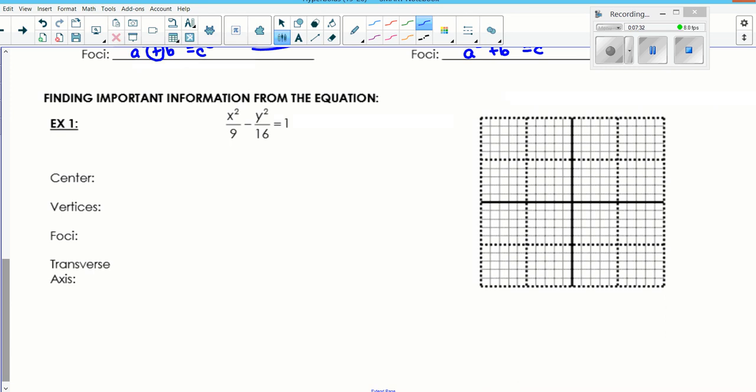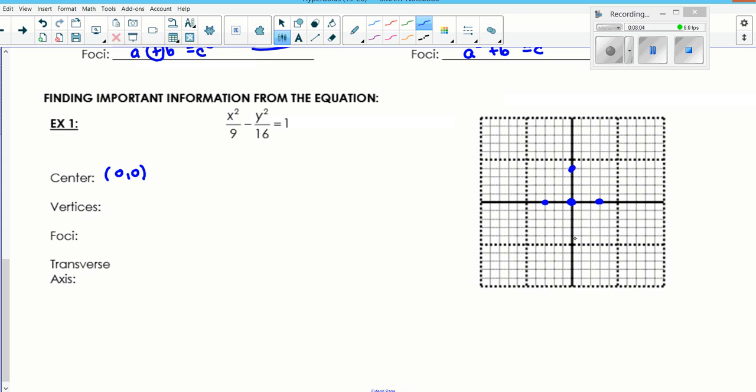First thing that I would do is identify the center. Because there's nothing in parentheses here or here, my center is going to be at the coordinate 0, 0. So I'm going to plot a point here at 0, 0. Because the 9 is underneath my x value, if I take the square root of 9, I get 3. So on my x-axis, I'm going to go 3 to the right and 3 to the left. Because 16 is underneath my y, the square root of that is 4, and I'm going to go up and down 4.